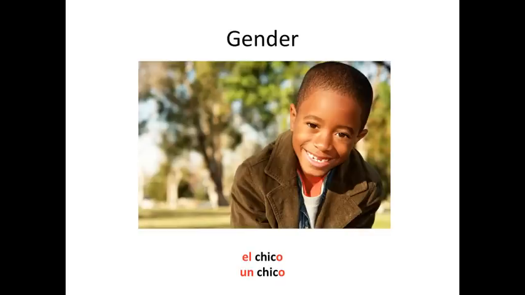Let's take a look at the word for boy in Spanish. The word for boy is el chico, the boy. El is our word for the, chico, boy. If you want to say a boy, by the way, you say un chico. Chico is the word for boy. El chico, un chico. The boy, a boy. For example, you could say Reggie es un chico muy bueno.